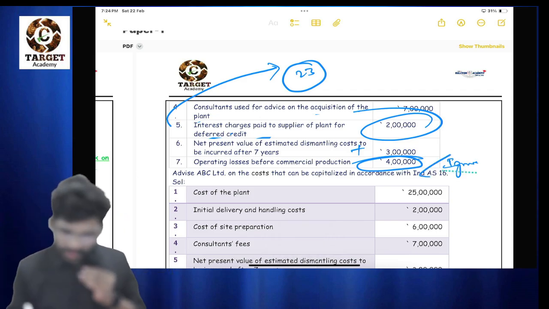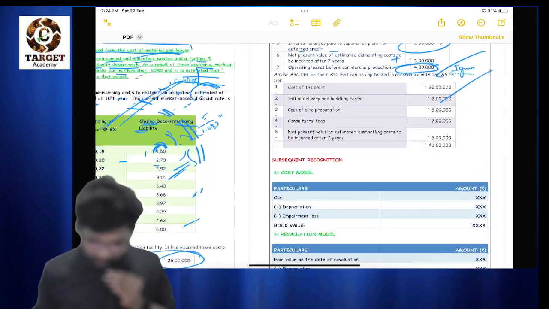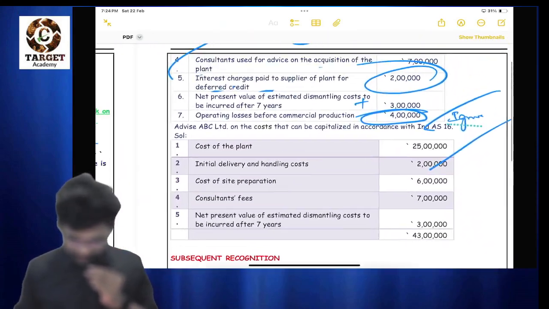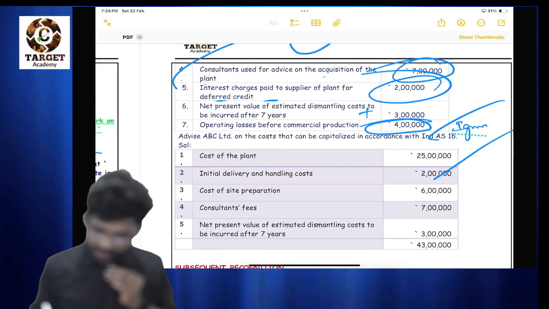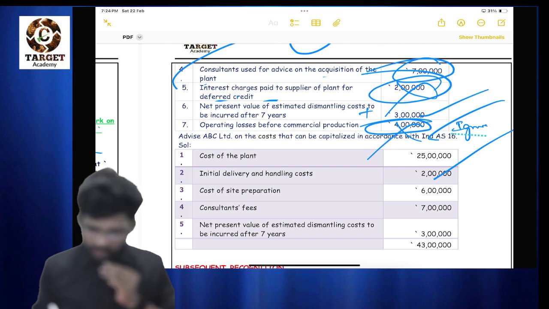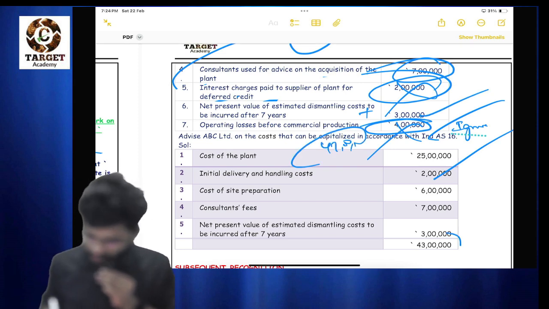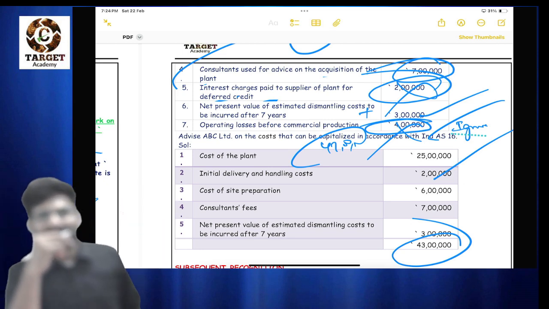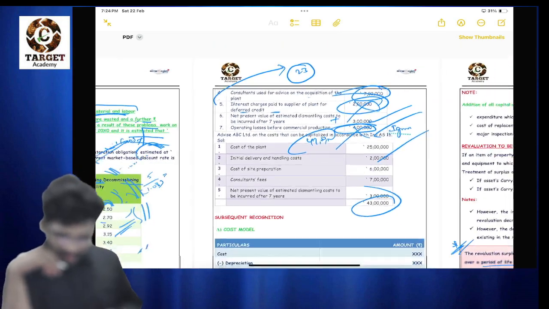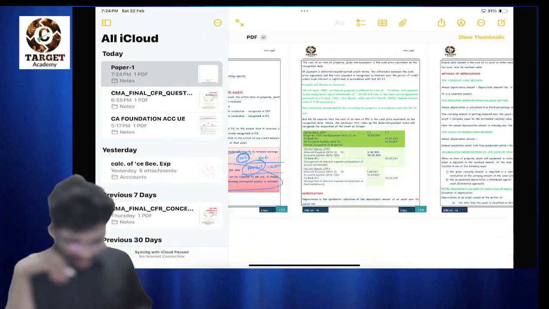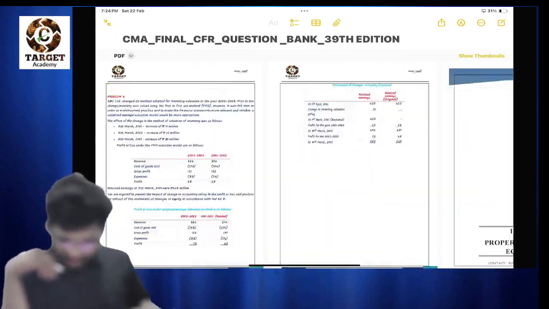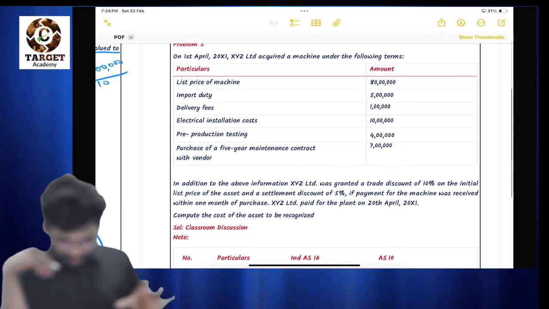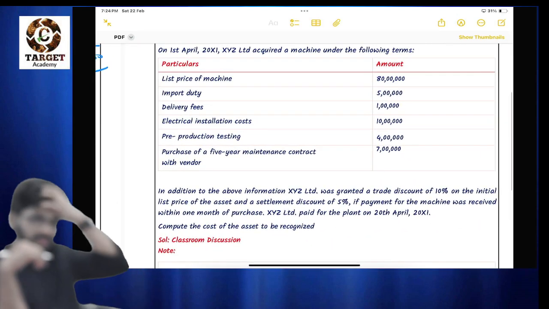What is the total value then? 25 lakhs plus 2 lakhs plus 6 lakhs is 33, plus 7 lakhs, 40, 43 lakhs. So 43 lakhs is the cost of the plant. We have the solution. In the same way, please calculate this question also. Question number 5. Please tell me this solution.